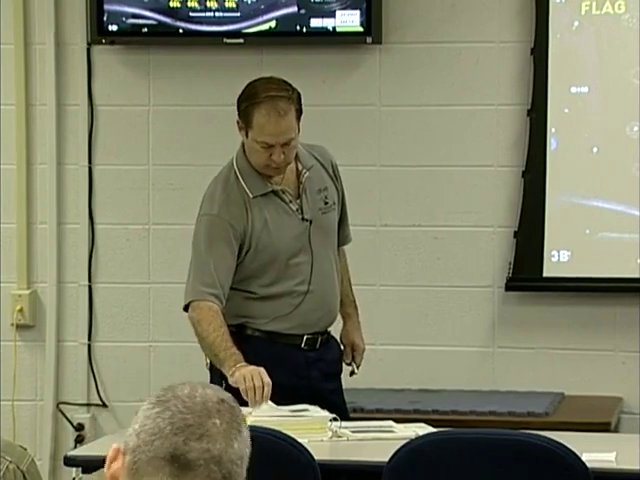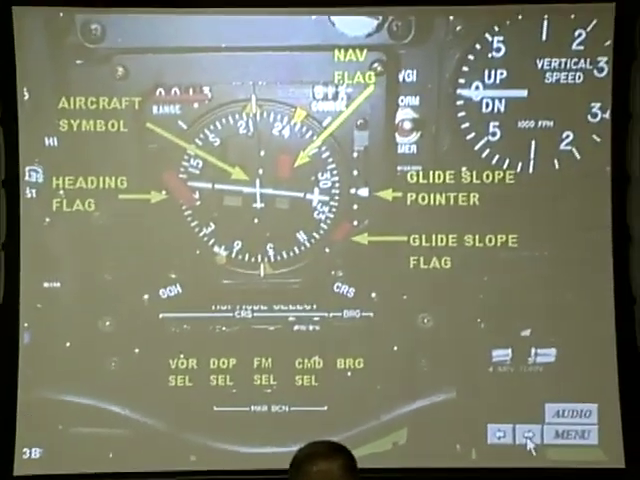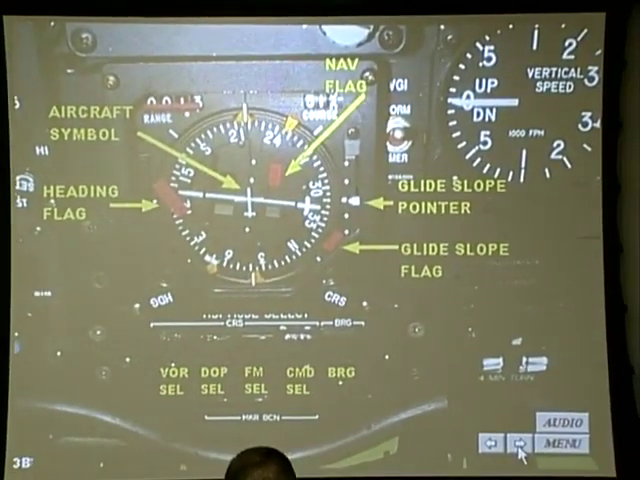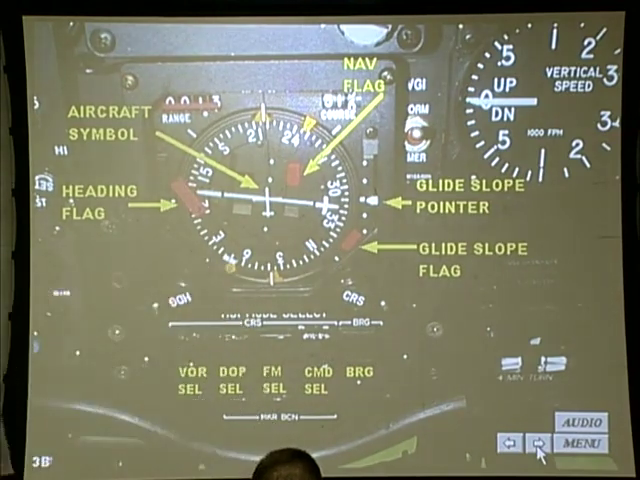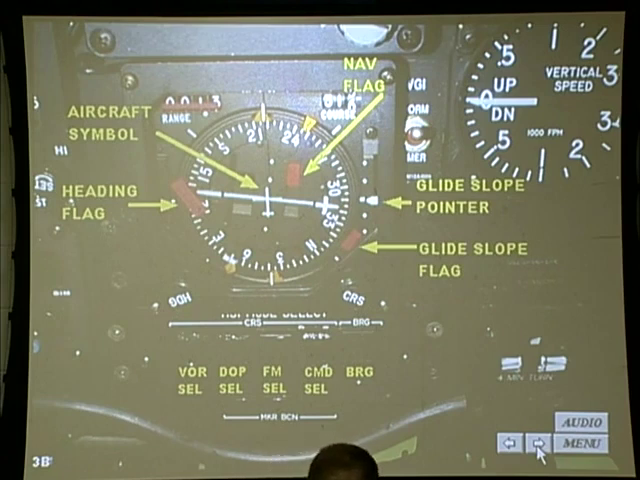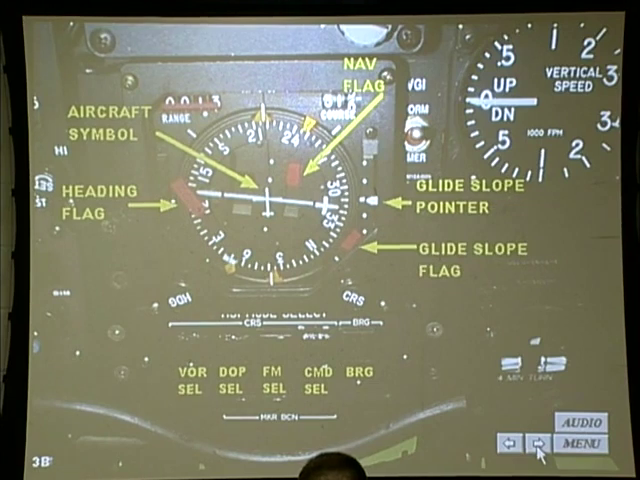Okay. Command select. As we talked about command select, that's going to be used with the heading select feature of the AFCS, the Advanced Flight Control System. That's what it's going to be used for. All it's doing is identifying to the computers which HSI signal you want those computers to process. Any questions about that? All right.